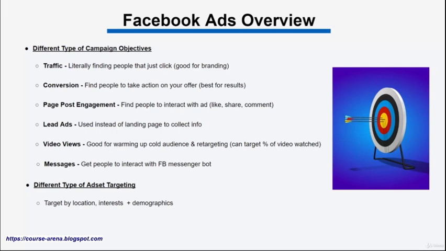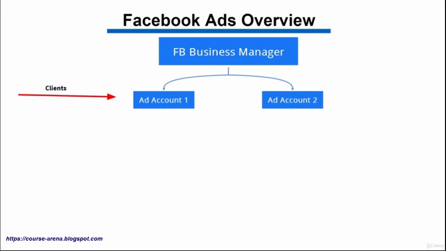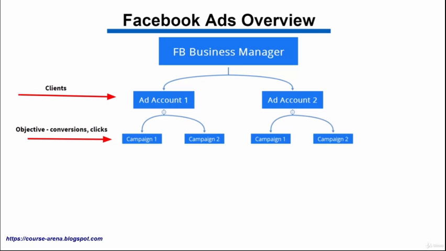So now let's look at a visual representation of the Facebook campaign and business manager. So here we have the Facebook business manager at the very top. That's our main hub. And then we have the ad accounts. These are going to be created for your clients, right? And then the second level here, we have the campaign objectives. This is where we have conversions, we have the clicks, we have the video views, the lead forms, okay?